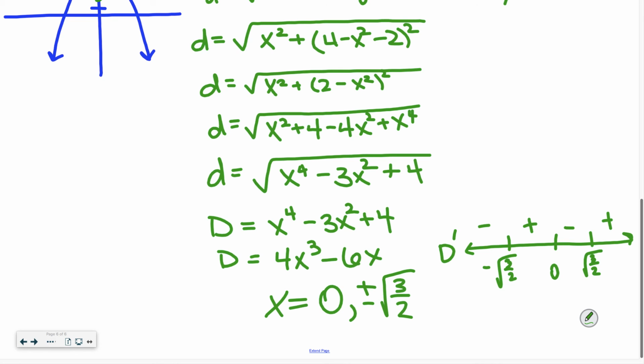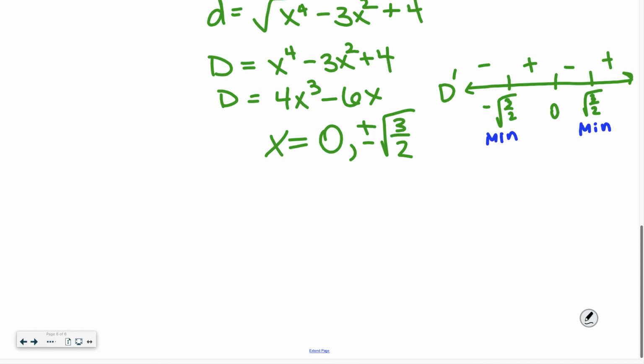So we were trying to find our what? Where do we have minimums? Here and here. So our two coordinates that are the closest to the coordinate (0, 2) are (negative radical 3/2, something) and (radical 3/2, something).